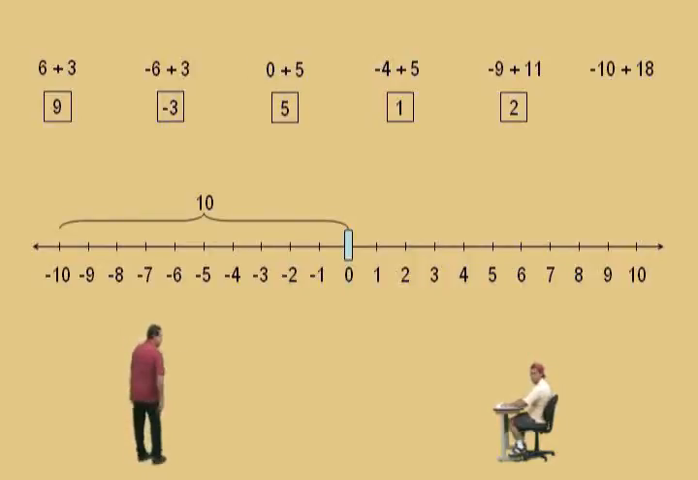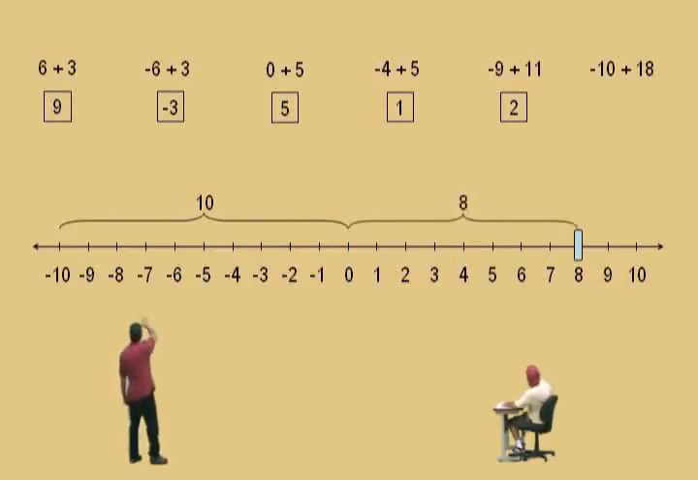Okay, break's over, Charlie. Now, how many more do we have to move? 8. 8 more, that's right, Charlie. So we move the 8, and now we've moved 18 total to the right, and so what's our answer? 8. That's right, it's 8. Don't forget to circle your answer there. Very nice, Charlie.